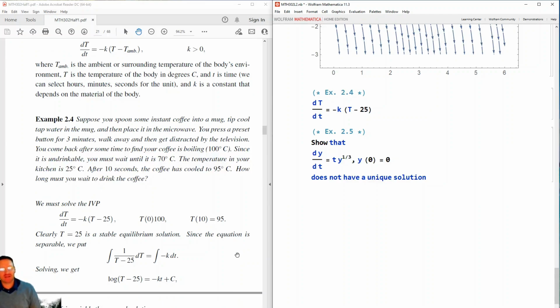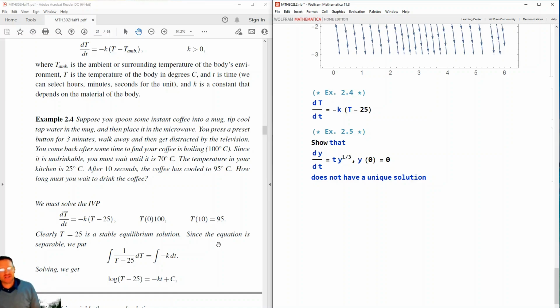So we would expect, if we left our coffee out for an infinite amount of time and the ambient temperature stayed at 25, that the cup of coffee would tend towards 25 degrees. Okay, but we're not going to wait an infinite amount of time to drink our coffee, are we?